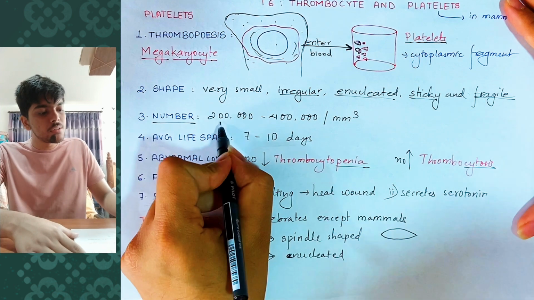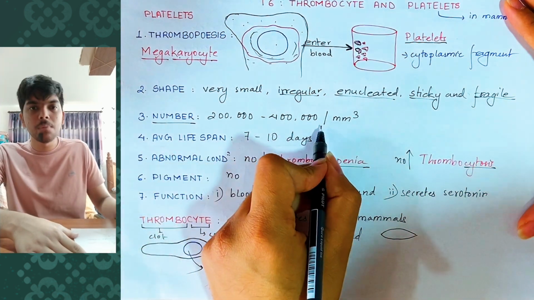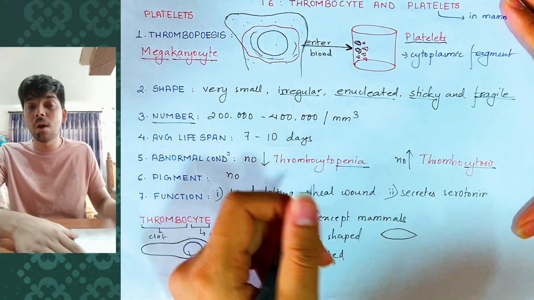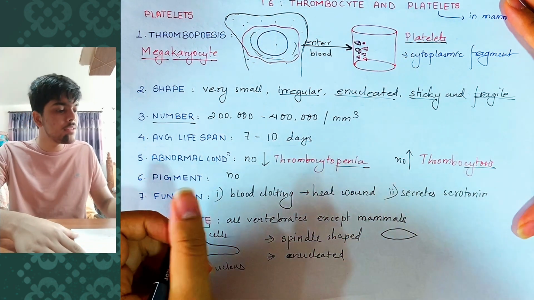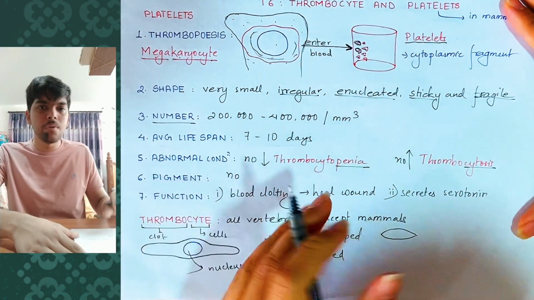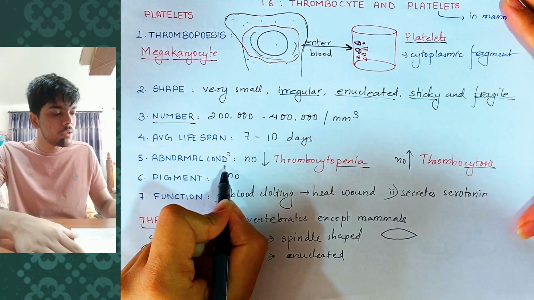Number. It's 200,000 to 400,000 per cubic millimeter. More than white blood cells, but less than red blood cells. Average lifespan: 7 to 10 days. Abnormal condition.